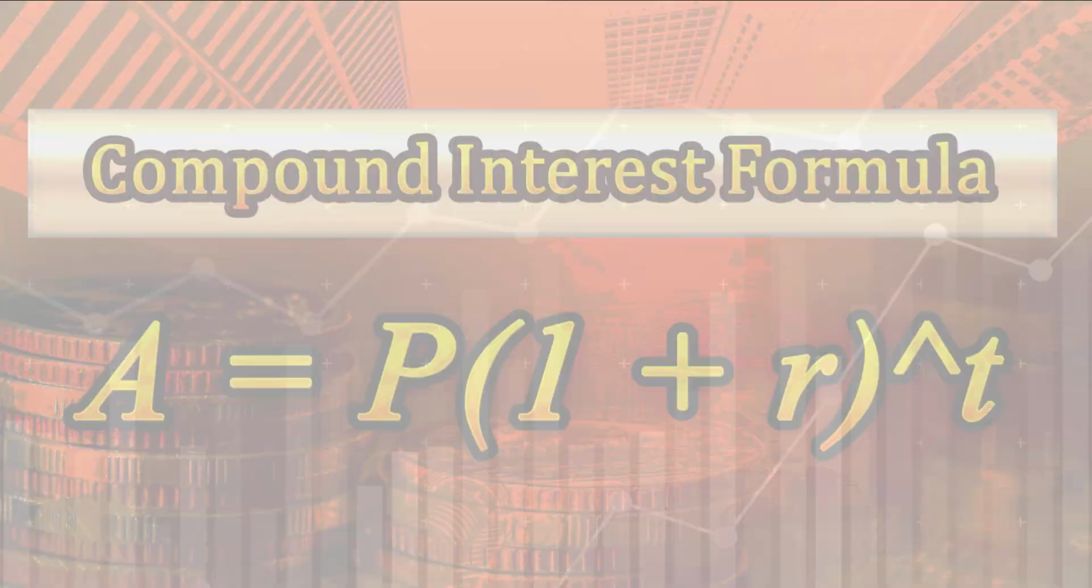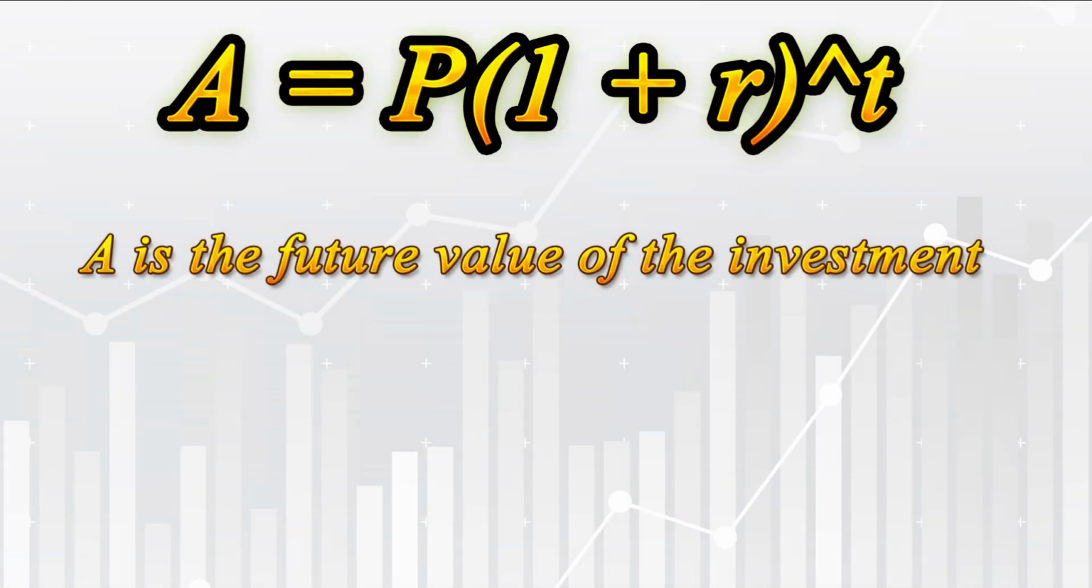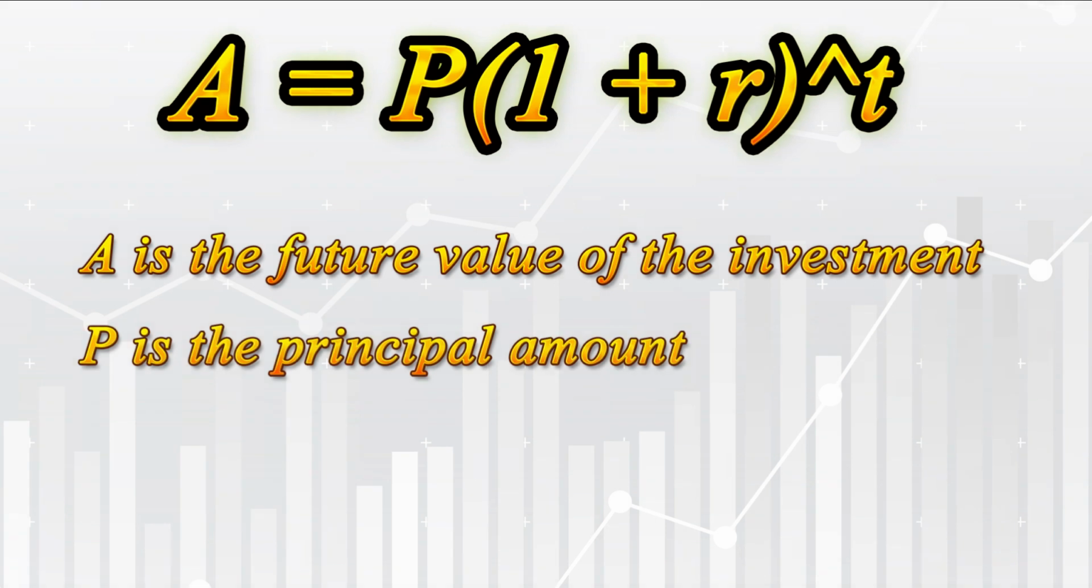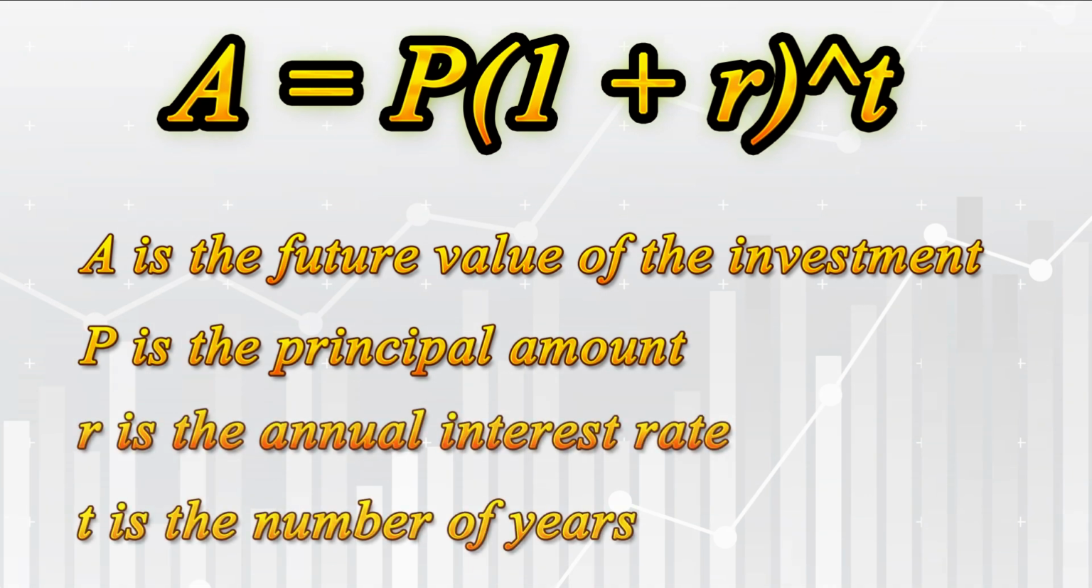Compound interest formula. A is the future value of the investment. P is the principal amount. R is the annual interest rate. T is the number of years.